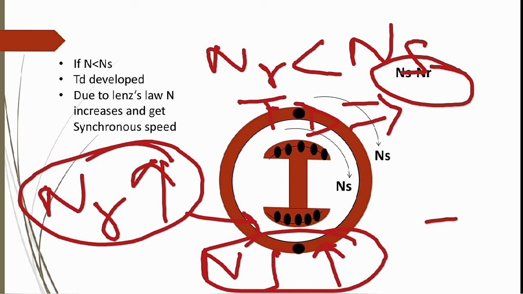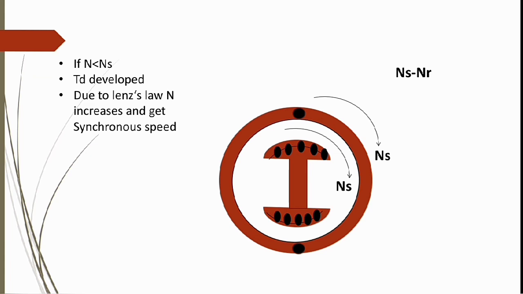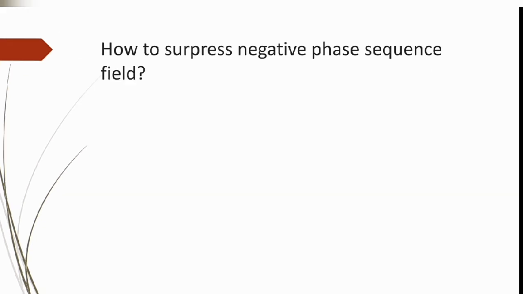So in this way we have seen how the phenomenon of damping occurs, or how hunting is eliminated through damping. The second phenomenon is how to suppress the negative phase sequence field.